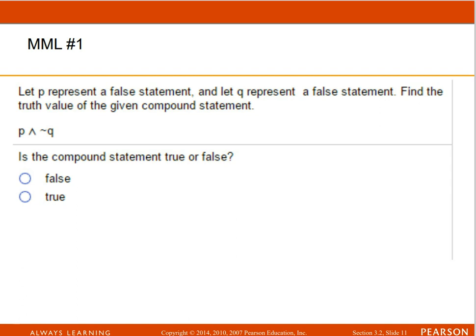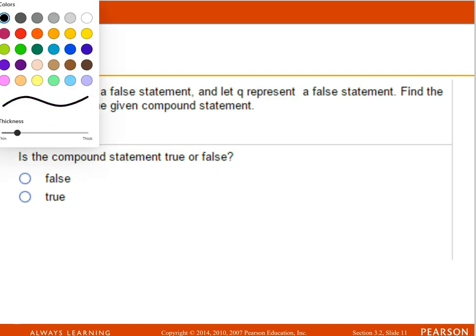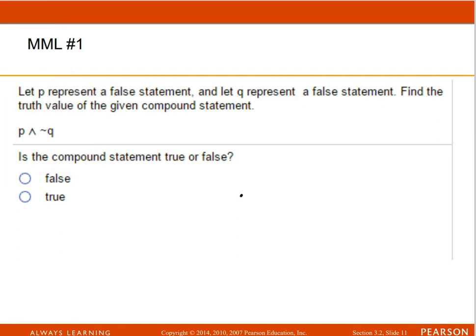Okay, for the first few problems in my math lab, they're asking you to do just one row of a truth table, and they're giving you the values here. So we're dealing with P and the negation of Q.